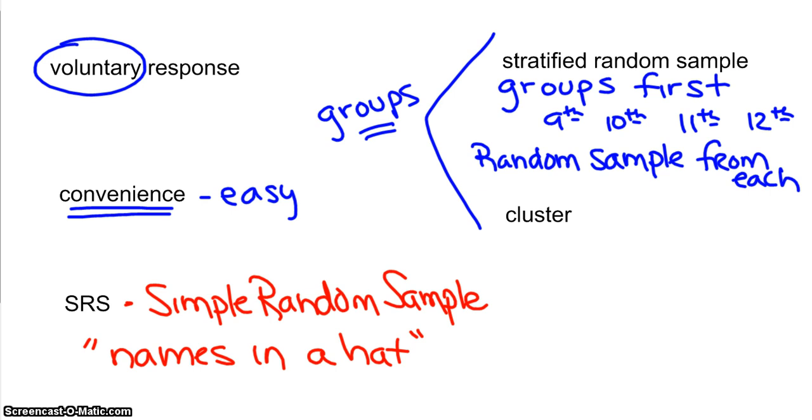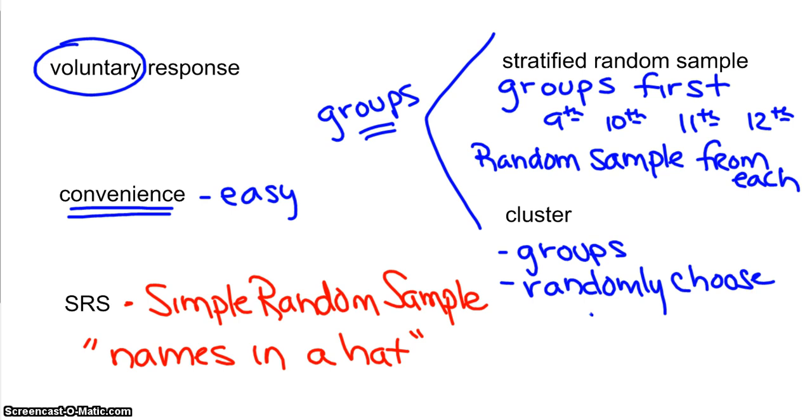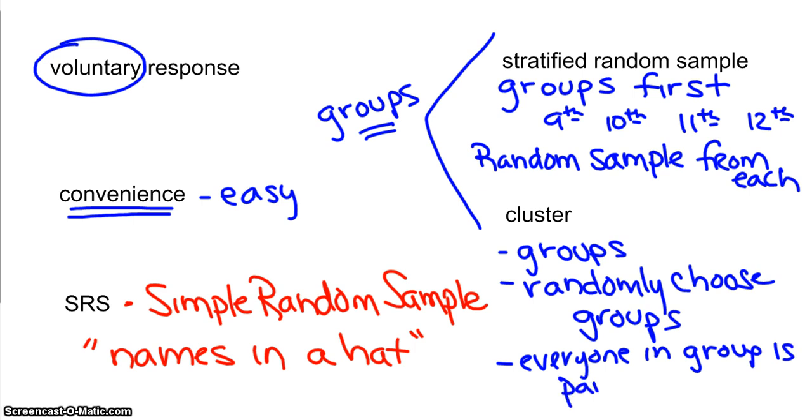All right, so back to cluster. Okay, cluster, we're also going to group it. The difference is we're going to have our groups, but then what we do is we randomly choose a group or groups, and then everyone in the group is part of the sample. So what we could do is talk about homerooms, advisories. There's my group. So I'm going to randomly choose 5 of them, and everybody in that advisory will take part in my survey.